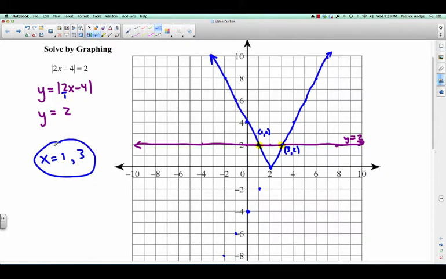Not convinced? Think that was kind of strange how that worked? Let's see if it worked. Let's put 1 into here and see if it works. 2 times 1 is 2, take away 4 is negative 2, but then we have to take the absolute value of negative 2, which is 2. So that works.